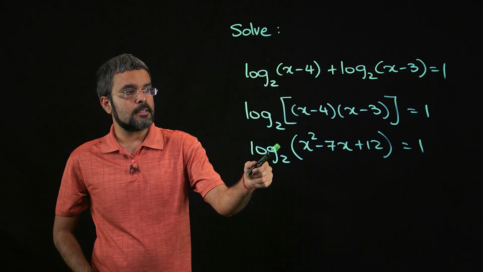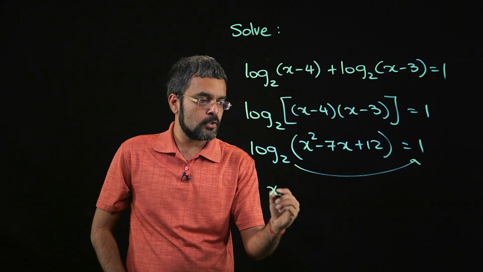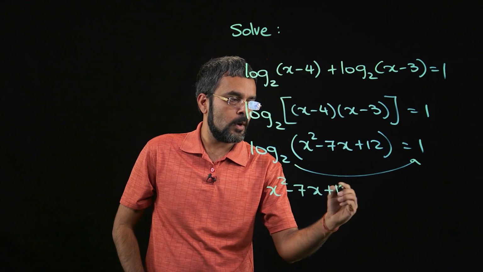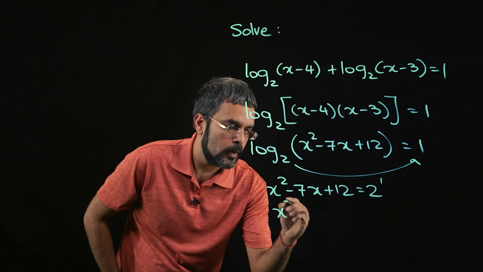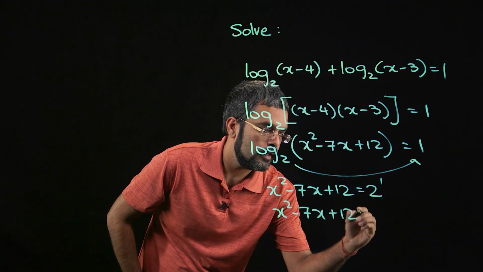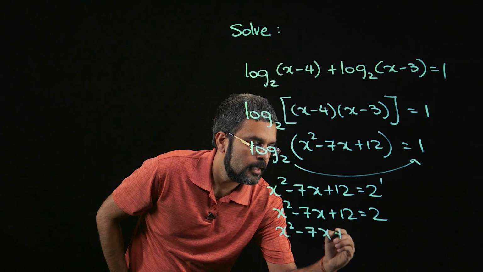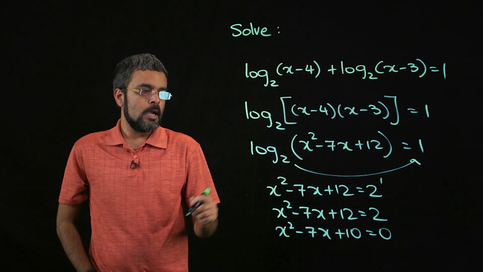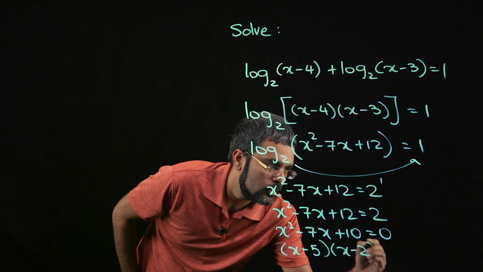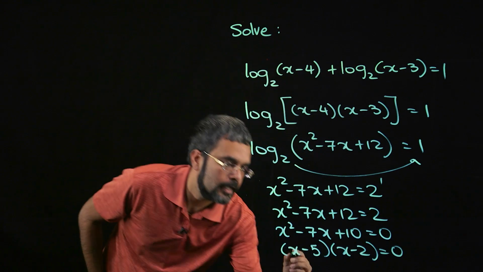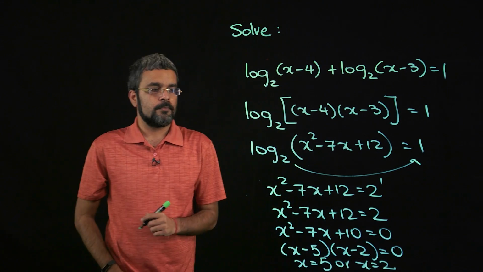Again, recall, I can write this in exponential form, and my exponential form is going to be x squared minus 7x plus 12 equals 2 to the 1, or just 2. So then x squared minus 7x plus 12 equals 2. Subtract the 2, and I get x squared minus 7x plus 10 equal to 0. I can go ahead and factor this, and this factors into (x minus 5)(x minus 2) equal to 0. And so basically I get x equal to 5 or x equal to 2.